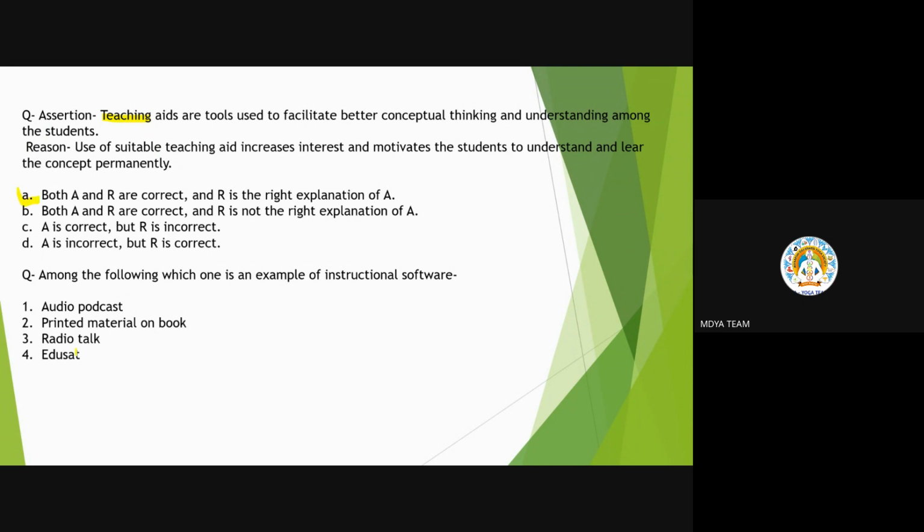Now the next question: which one among the following is an example of instructional software? Software is there, okay? Ma'am, this fourth one? Yes. EduSat means the satellites that are used for education purposes. If you don't know the answer, you can just eliminate the options. Audio podcast is not software. Printed material is not software. Radio talk is not software. We are left with EduSat, so the correct option will be EduSat.